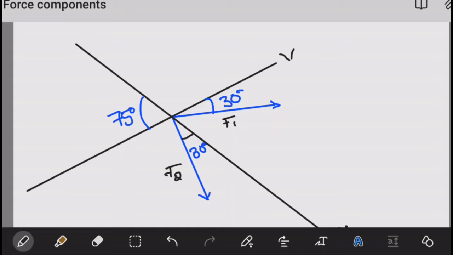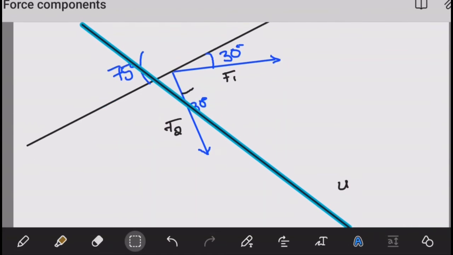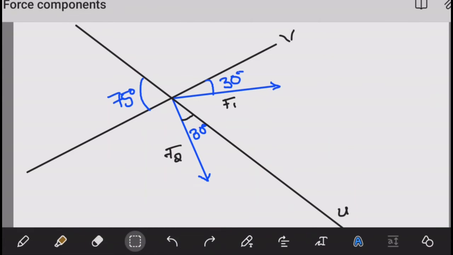So if we just try to focus on F1 and resolving F1, let's see how we are supposed to look at that. Well, to resolve this, we want to find its pieces along the V axis and the U axis. How do we achieve that? Well, let's take this axis. This is the U axis. So if we were to shift this axis, I don't really want to shift the whole thing. So let me take it back. Instead, let me just copy it.